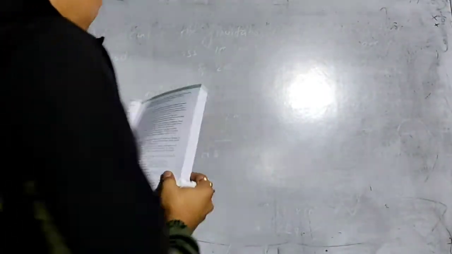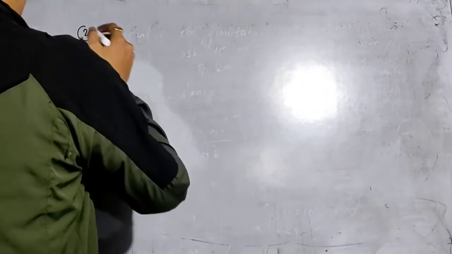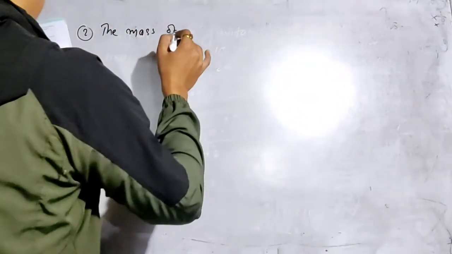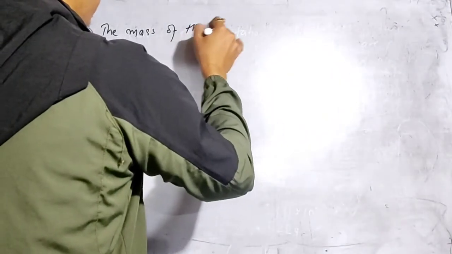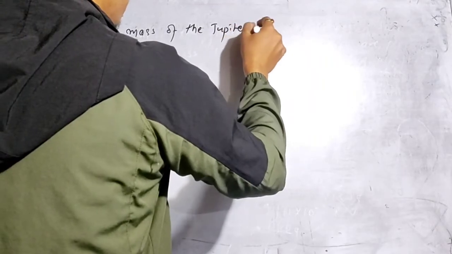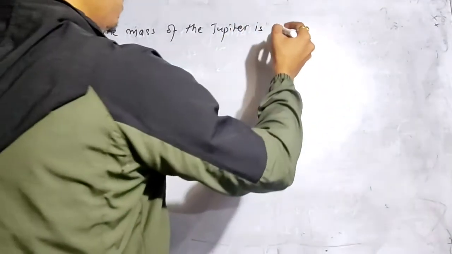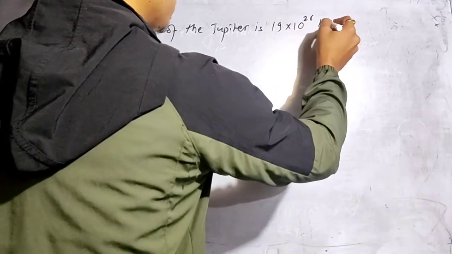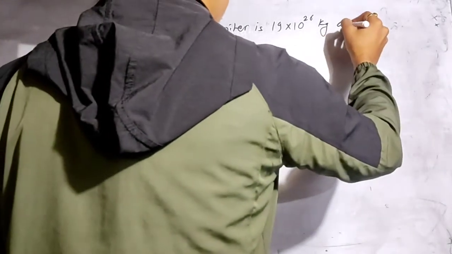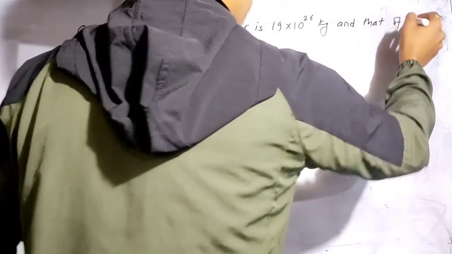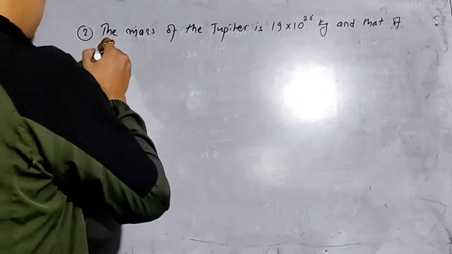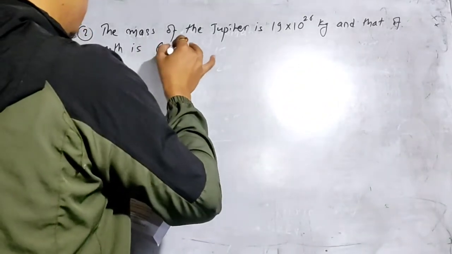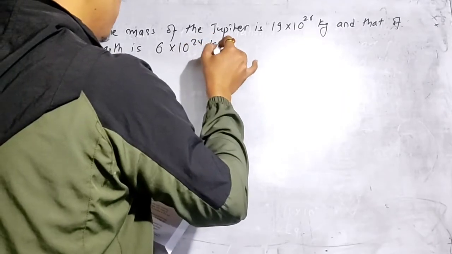Here we have our second question. The mass of Jupiter is 19 into 10 to the power 26 kg, and that of Earth is 6 into 10 to the power 24 kg.